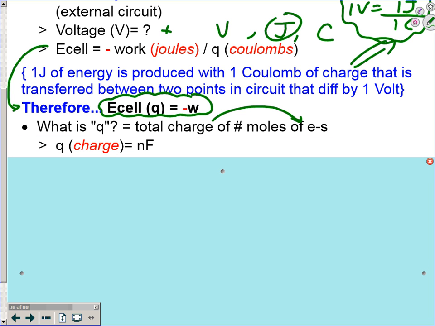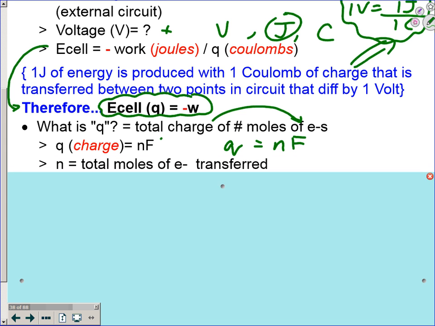Q is actually equal to N F. So N times F. N, we always establish N in the same way in every different theme in chemistry. What is N? Moles. And in this case, since we're dealing with electrons moving, this is moles of electrons. And F, if you still have your reference table out, do you see it in the same place we were just looking? There it is, a constant: 96,485 coulombs per mole of electrons. It's a big number. We try to round it where we can if we're estimating.